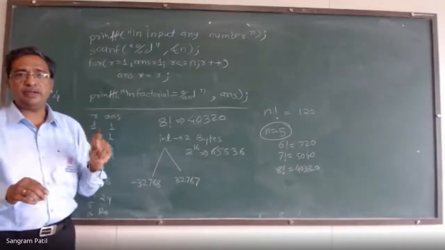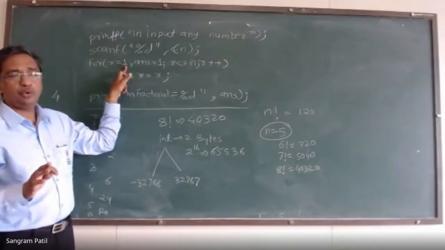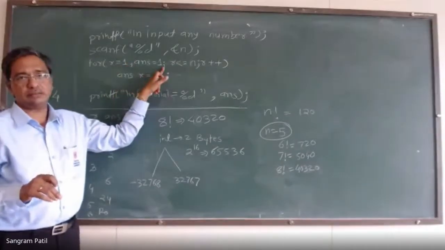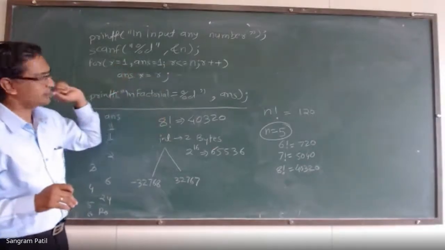So whenever it is a factorial program, you can start with 2, no problem. R equal to 2, because answer is already 1. More about this we will discuss at the end of this lecture.